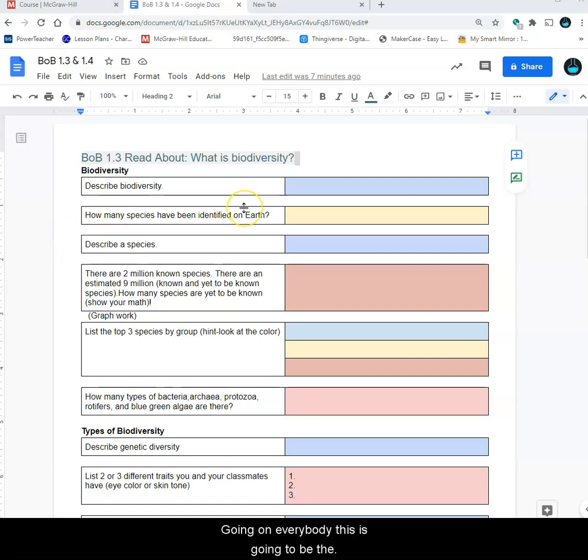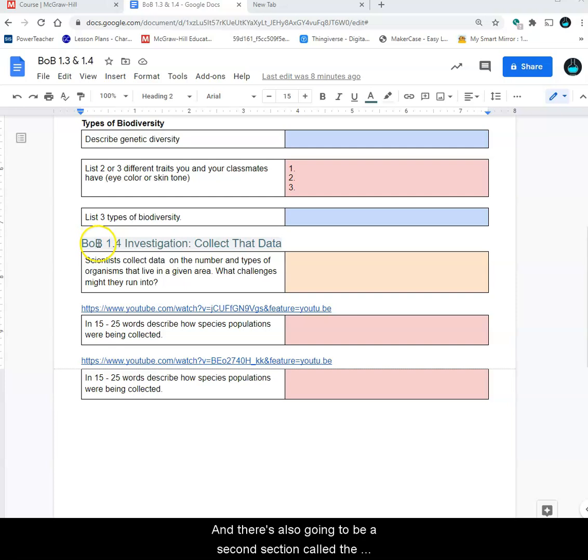What's going on, everybody? This is going to be the video walkthrough for benefits of biodiversity 1.3. Read about it, what is biodiversity. And there's also going to be a second section called the 1.4 investigation, collect that data.